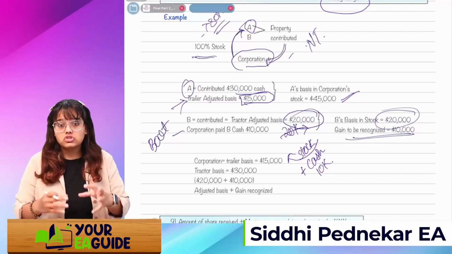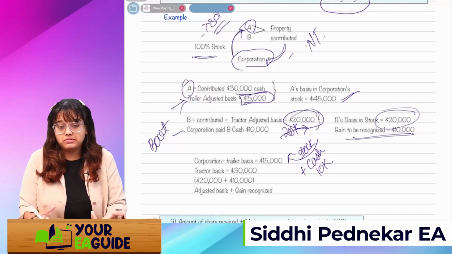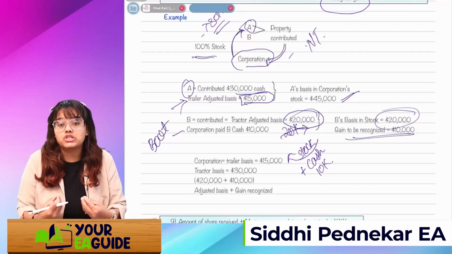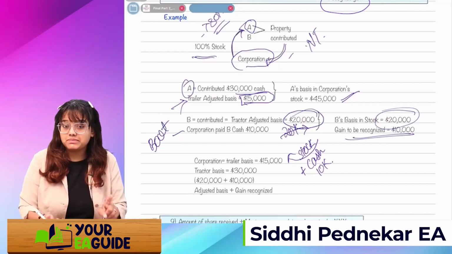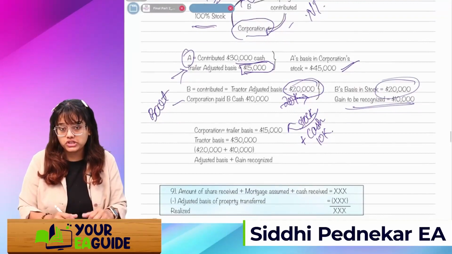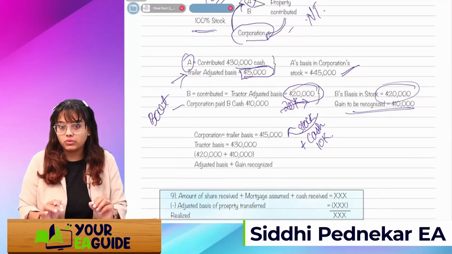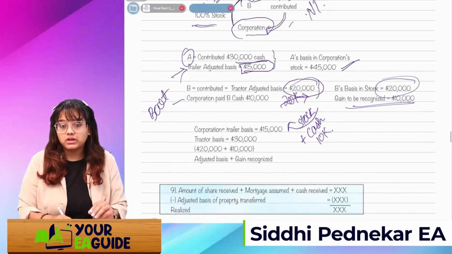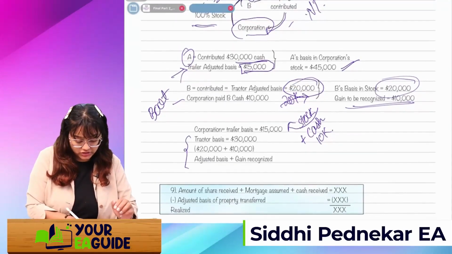All right. So whatever is contributing, 30,000 plus the adjusted basis of the asset which is contributing, that will be A's basis. A will not recognize any gain. So that's why for the corporation, the amount of the trailer will be just 15,000 only. Next, now let's see this second calculation for B.